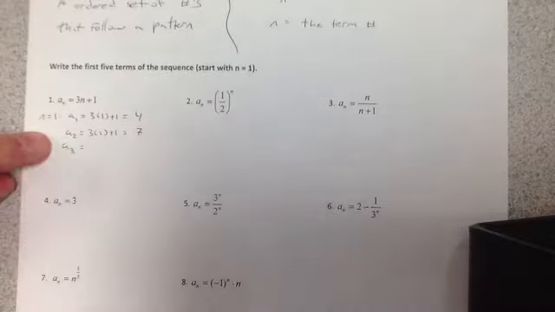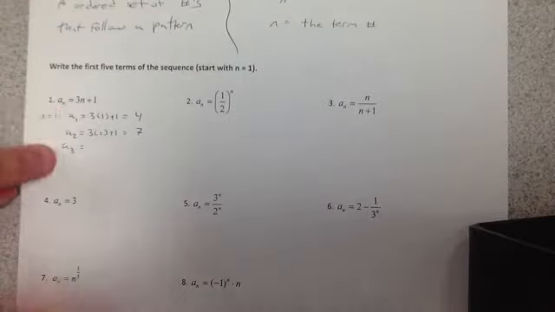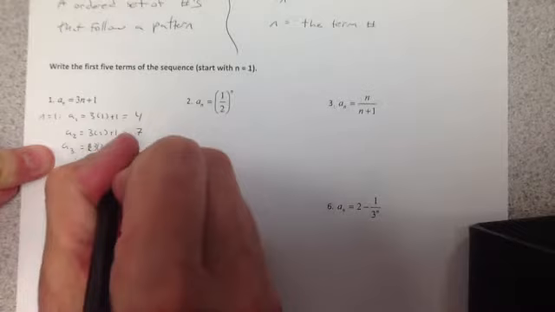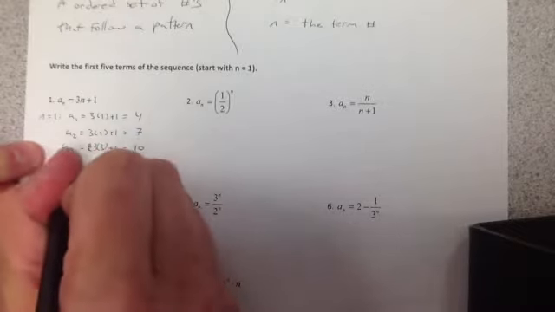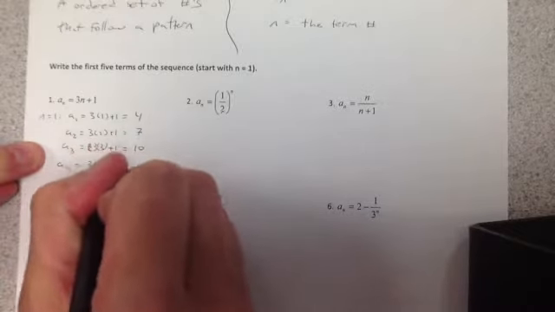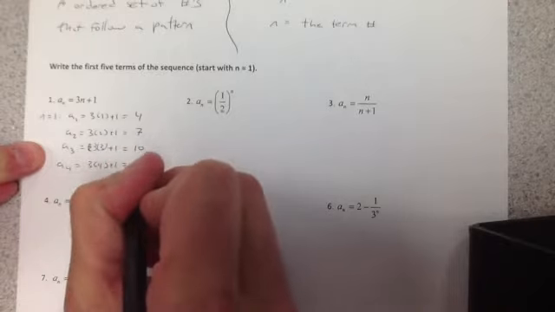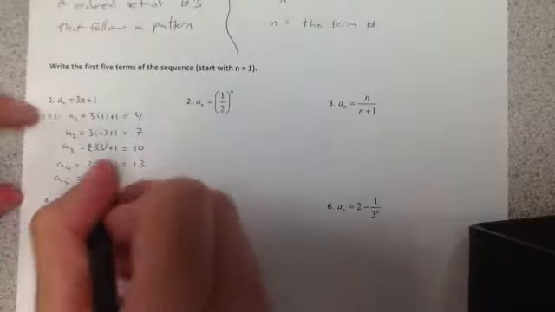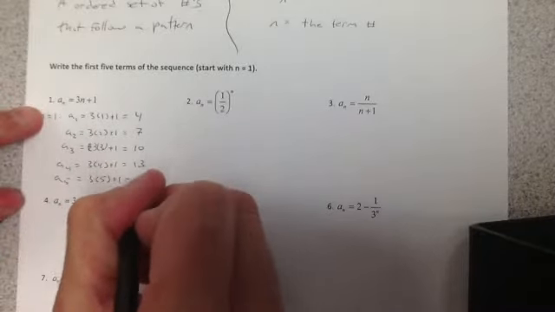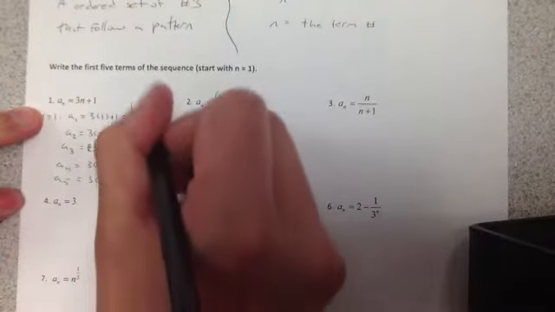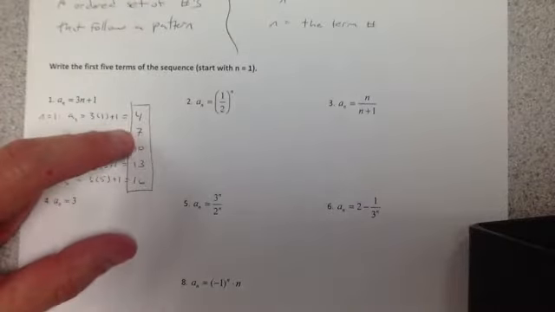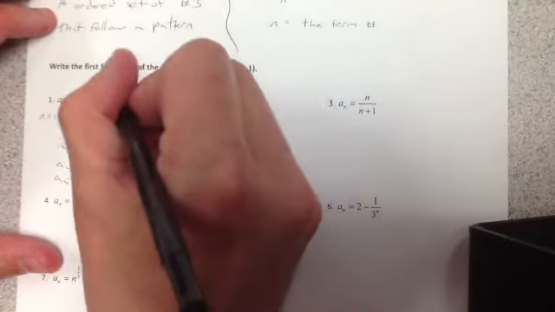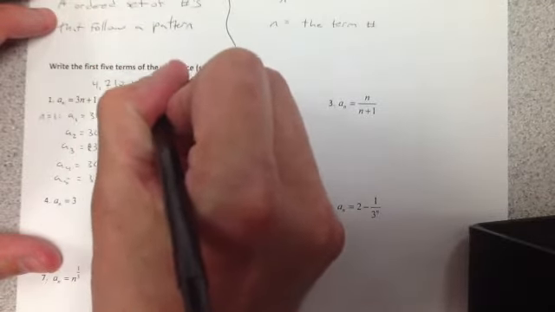A sub 3, the next term, 3 times 3 plus 1, and that gives us 10. A sub 4, 3 times 4 plus 1, which gives us 13. And the last one, a sub 5, 3 times 5 plus 1, we get 16. And there's our first 5 terms, 4, 7, 10, 13, 16. And we generally write them in order, 4, 7, 10, 13, 16.